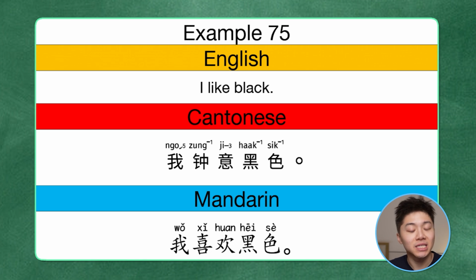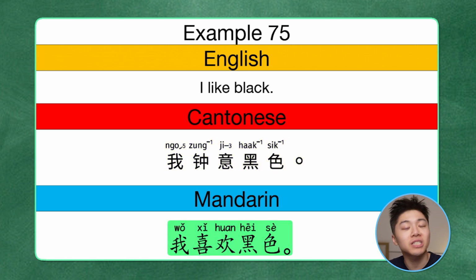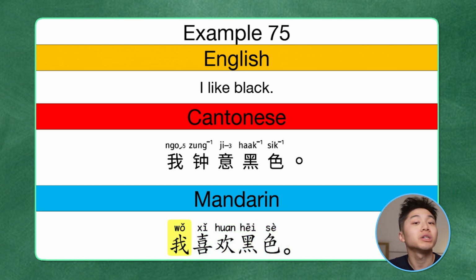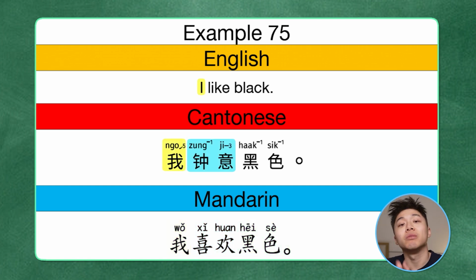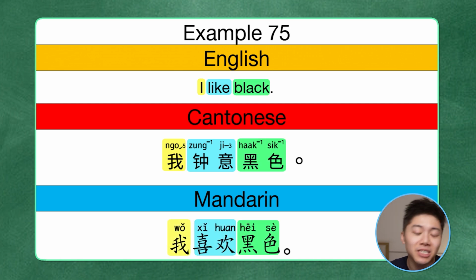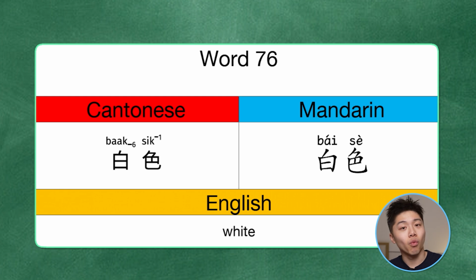Next, black, 黑色 in Cantonese, 黑色 in Mandarin. So I like black. In Cantonese, 我鍾意黑色. In Mandarin, 我喜歡黑色. So 我 is I in Mandarin, 我. 鍾意 means to like in Mandarin, 喜歡, and then 黑色 means black in Mandarin, 黑色.